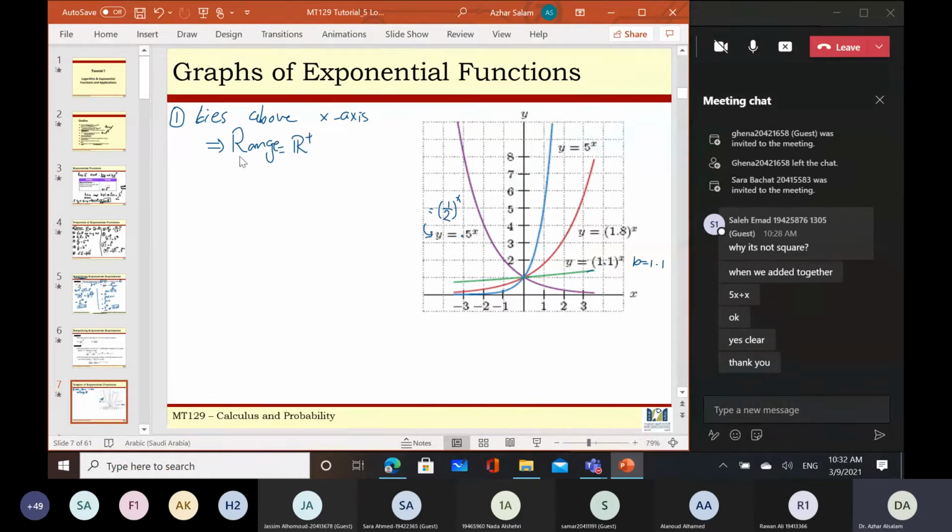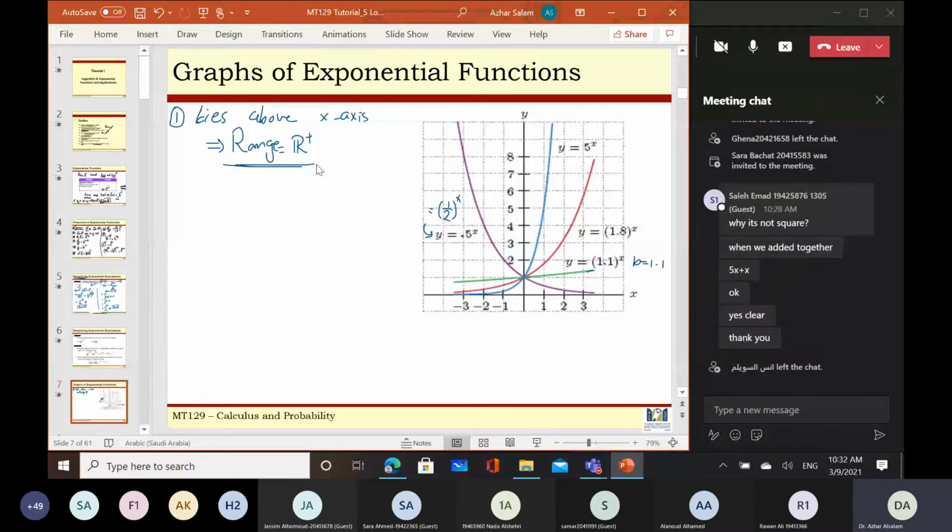Okay. You actually don't have finding-the-range questions in your course, but just to know the meaning of lies above the x-axis, meaning that the range is always positive numbers. Okay. Also, I have another property, that they all have this point in common. All the graphs for the exponential function must pass through this point. And all actually intersect in this point.